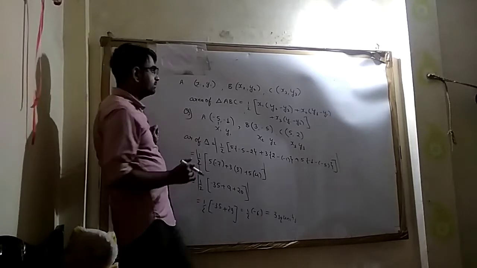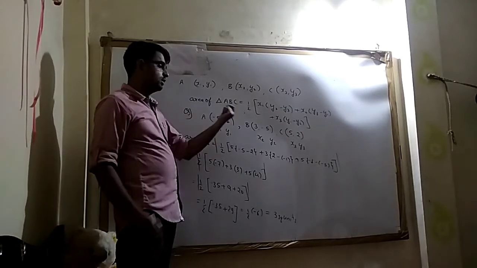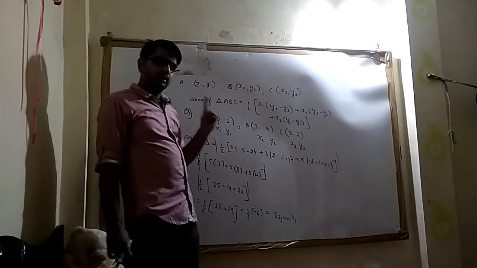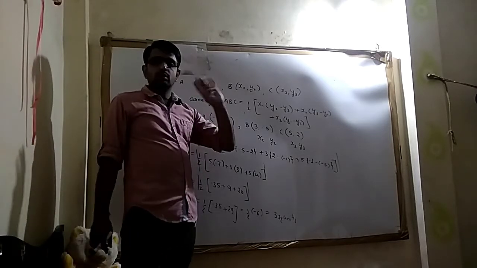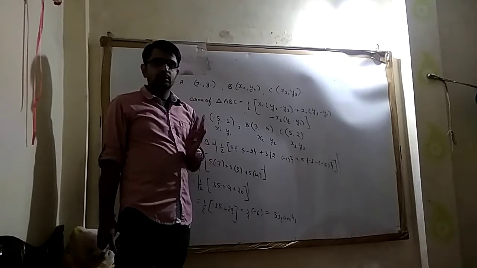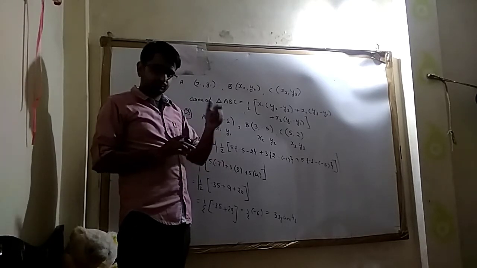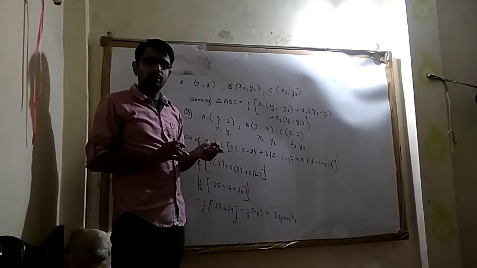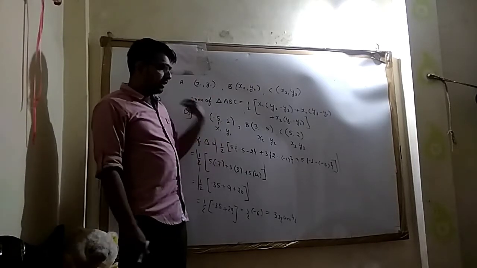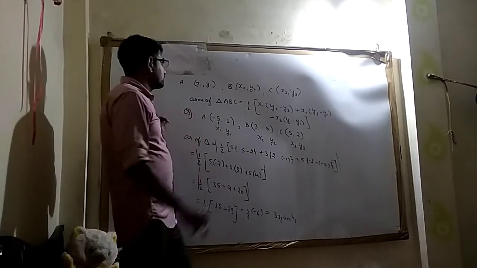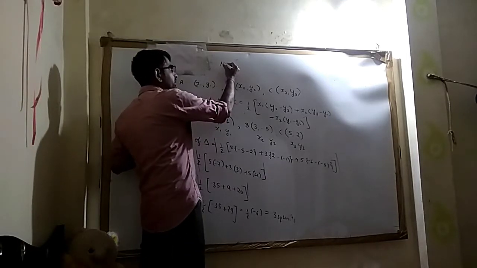Now one more thing. Suppose you have to prove that the points are collinear. So one way was just find the distance of the 3 points and see whether the sum of any two of them is equal to the third one. We have one more way to prove that the points are collinear. You just note it down.